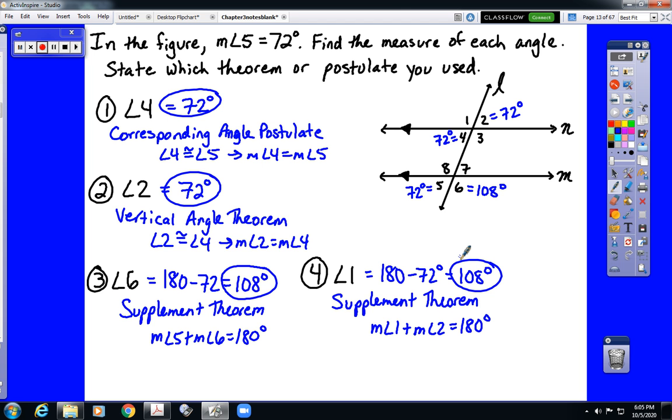Okay, so I think that's the end of the first video. The next video is going to discuss the various theorems that are based on the corresponding angle postulate. And then the final video of the section will show a few examples of how to apply those theorems.